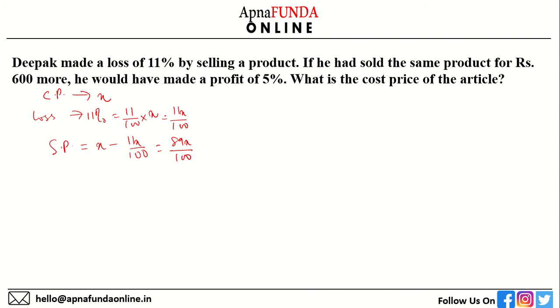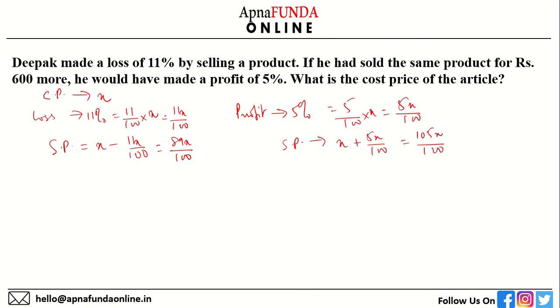If he had sold the same product for rupees 600 more, he would have made a profit of 5%. So first let's add the profit of 5% on the cost price. This is 5X by 100. So my selling price in this case will become cost price plus profit, which is X plus 5X by 100. This is 105X by 100. I hope you are clear.